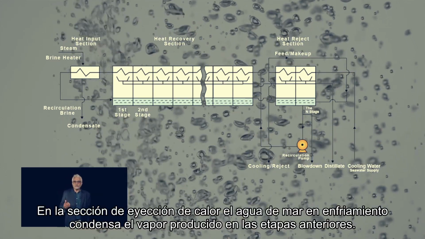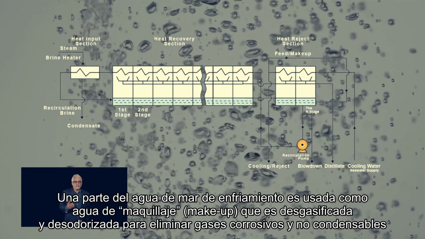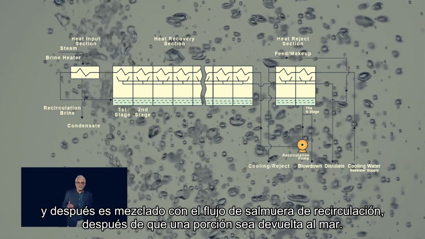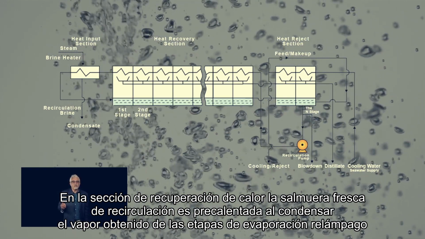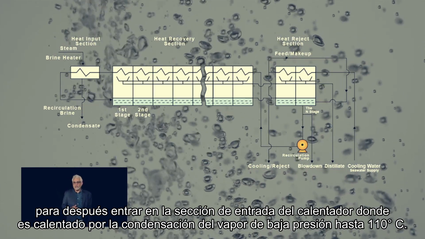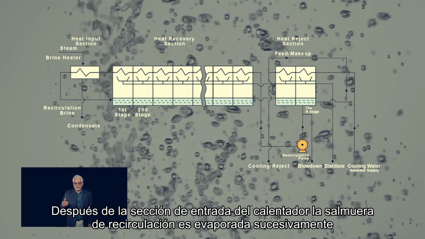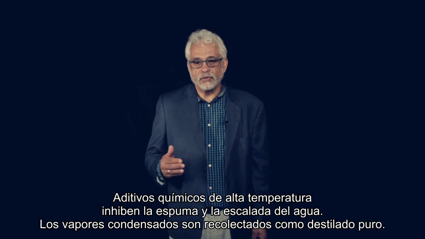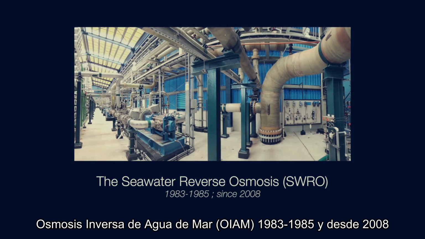In the heat rejection section, cooling seawater condenses the vapor produced in the last stages. A part of the cooling seawater is used as makeup water, which is degassed in the deaerator to remove corrosive and non-condensable gases, and then mixed with the recirculation brine flow after a portion is rejected to the sea. In the heat recovery section, the fresh recirculating brine is preheated by condensing vapors of the flashing stages and then enters the heat input section where it is heated by condensing low pressure steam up to a temperature of 110 degrees. After the heat input section, the recirculation brine flow is flashed in the successive stages where entrained seawater droplets in the vapor are removed by demisters. High-temperature chemical additives are dosed to inhibit foaming and scaling. The condensed vapors are collected in troughs as pure distillate.